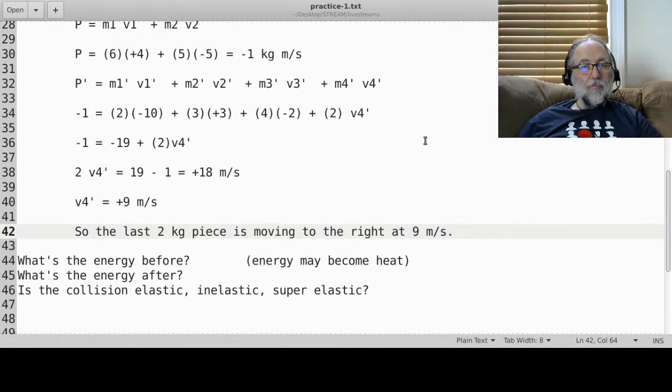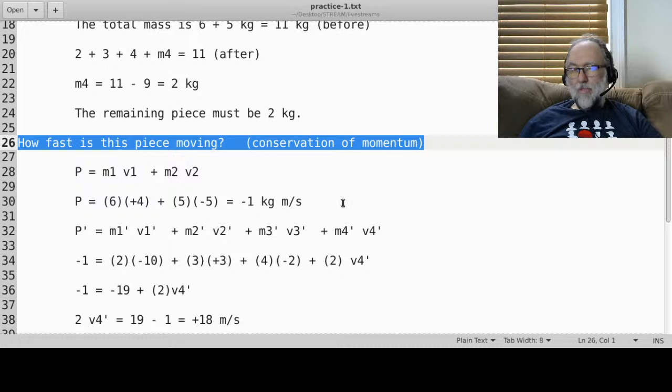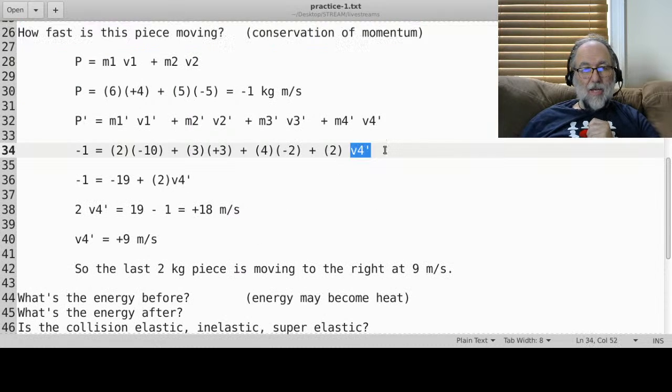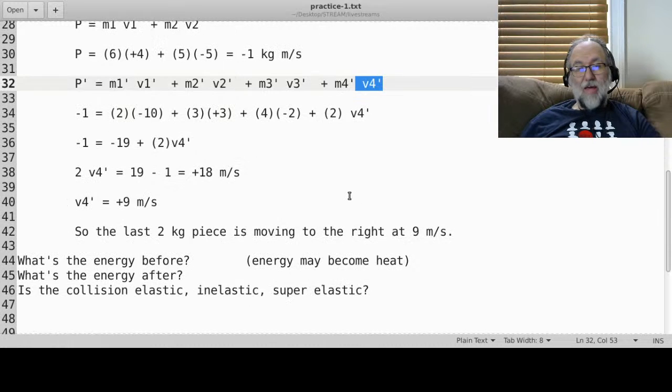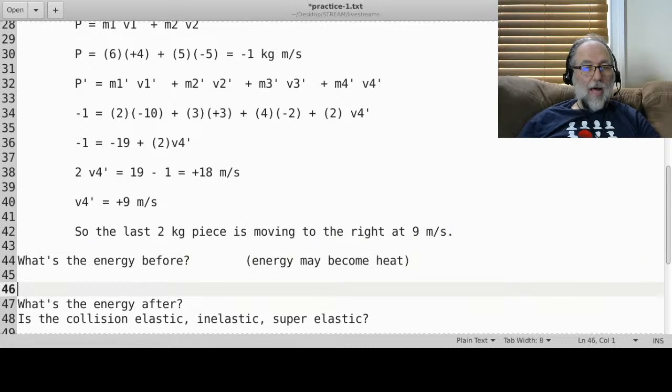All right, let's continue. So the first one is, I give you the details before, I give you the details after, but I'm missing one detail. What am I missing? How fast is one of the pieces moving? And because momentum is conserved, because those two are equal to one another, you can calculate that last value. And there it is. That value has to be such that the momentum is conserved.